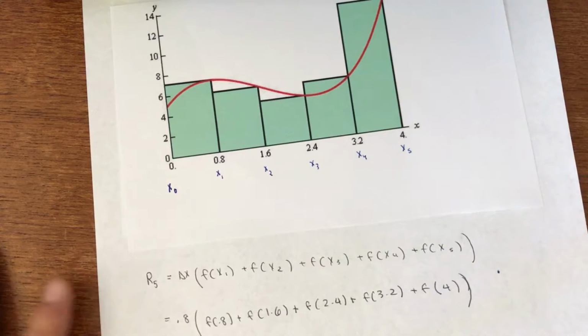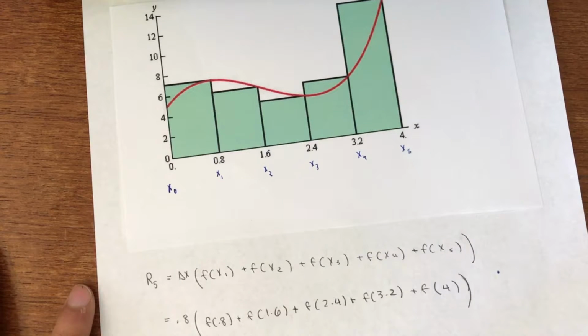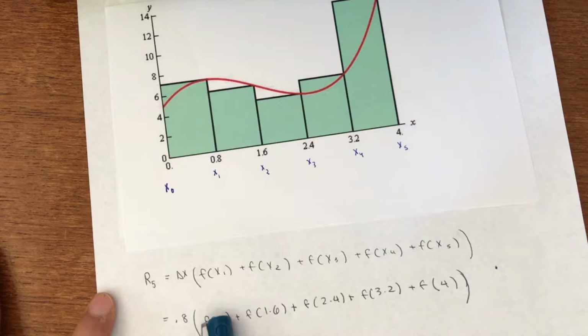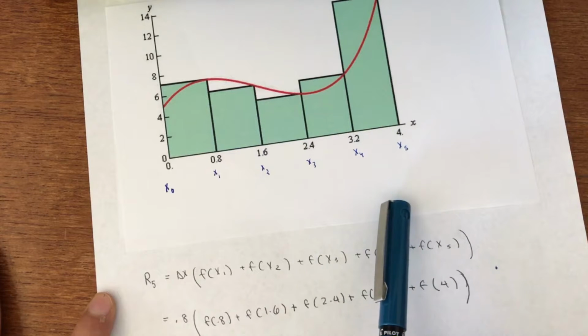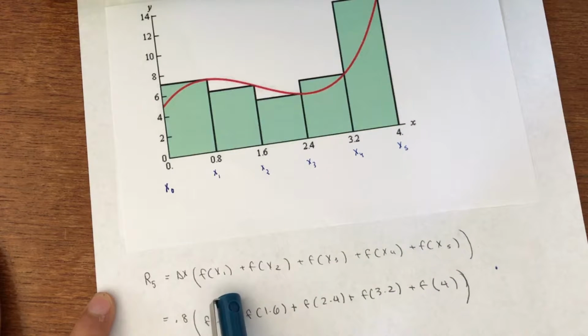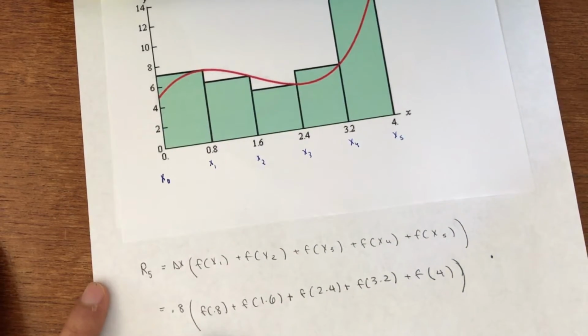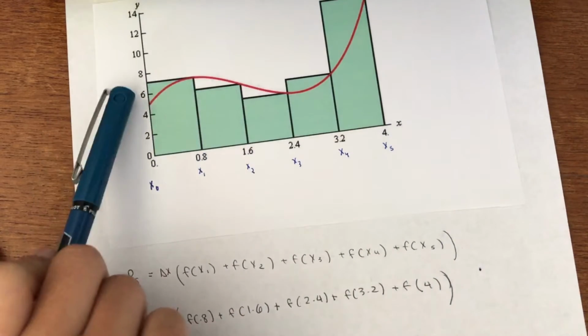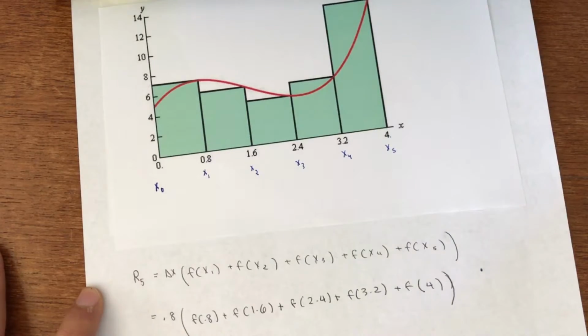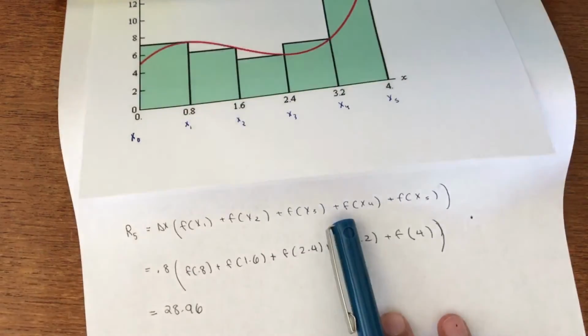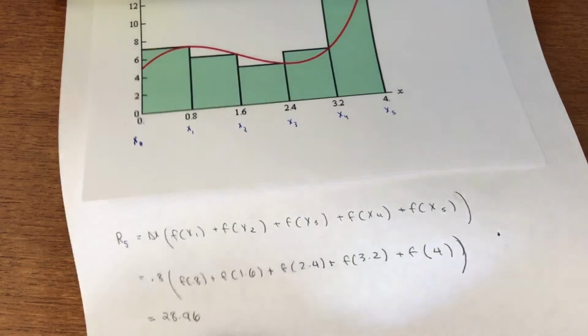If you want to find the area under the curve using right endpoints, we can start by multiplying the width times the right endpoints, which would be f of x sub 1 all the way to f of x sub 5. You can then plug in the heights, which we can figure out by looking at the graph, add them together, and we should get 28.96.